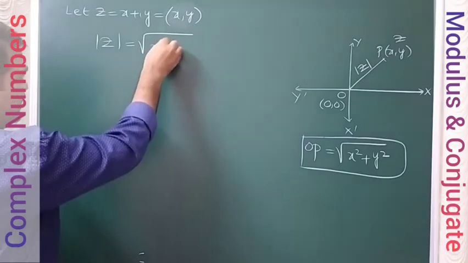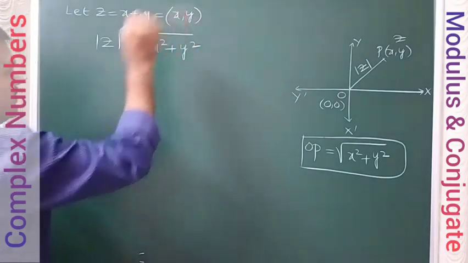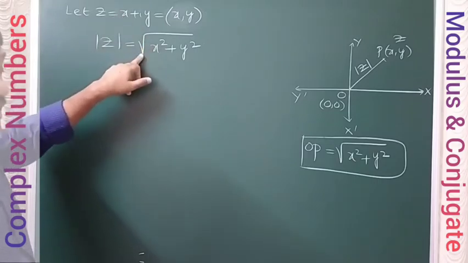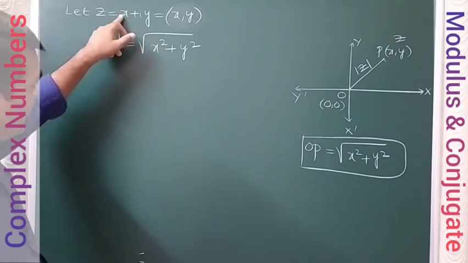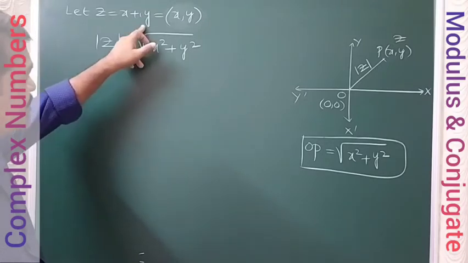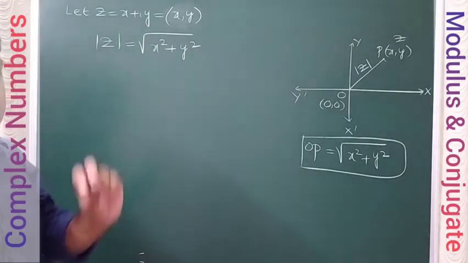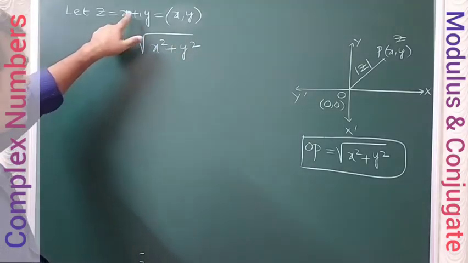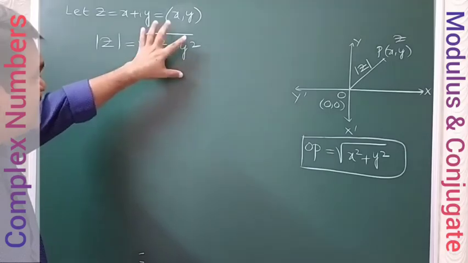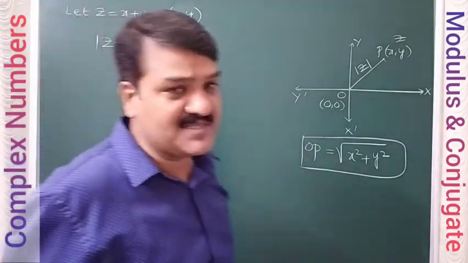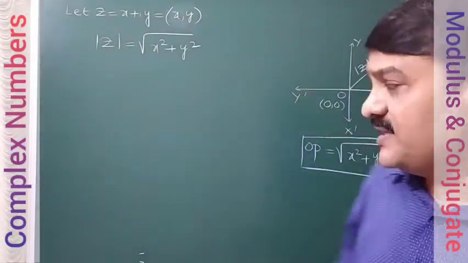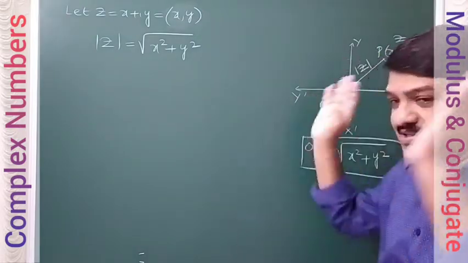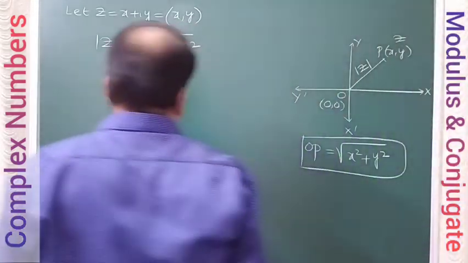So what is this actually? How to remember? The modulus of a complex number is always the square root of the square of the real part plus the square of the imaginary part. It is as simple as that. This is nothing but the modulus of the complex number. So geometrically, modulus is always the distance of the complex number from the origin. That is the concept we have to remember.